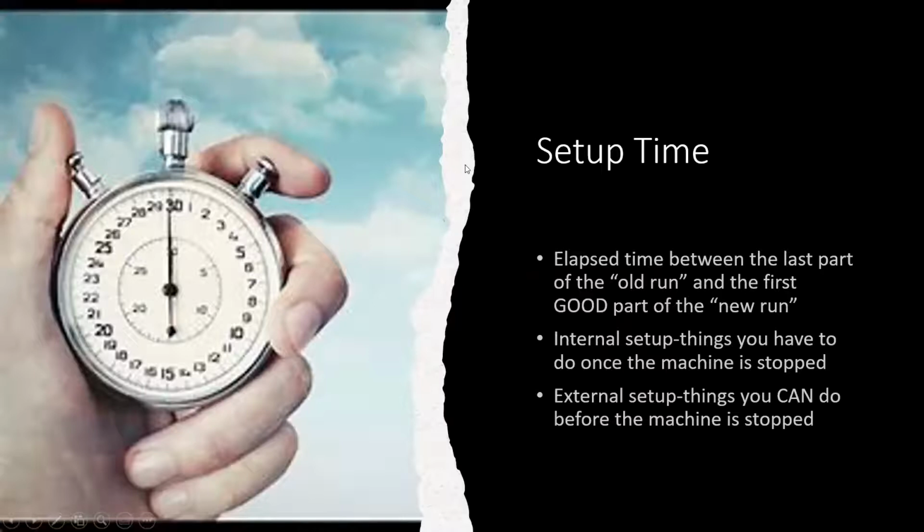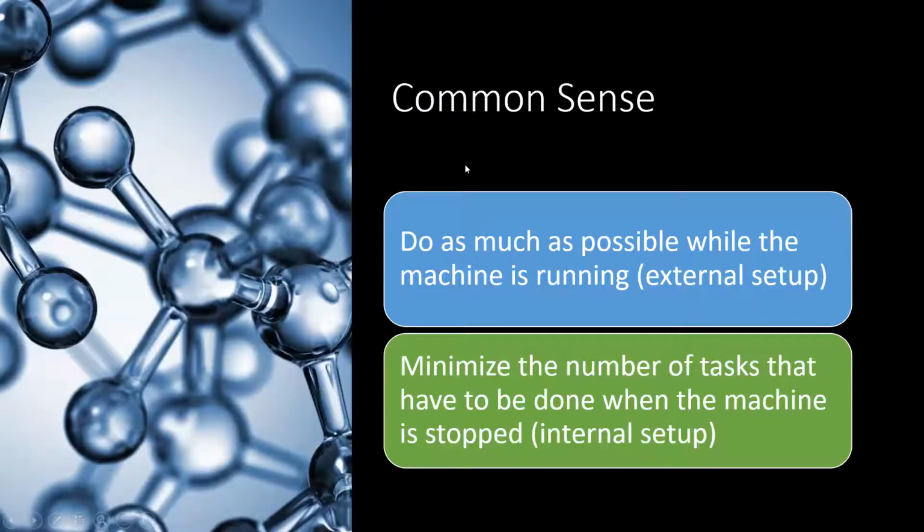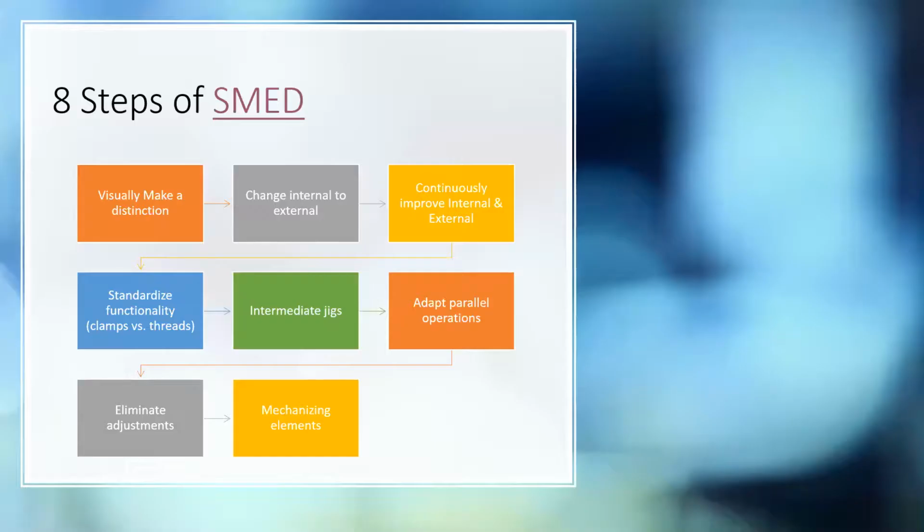Those are things we can do before it stops. So the common sense is I want to do as much as possible while the machine's running. In other words, we want to do as much external setup as possible and then minimize the number of tasks that have to be done when the machine is stopped. And here's the 8 steps.